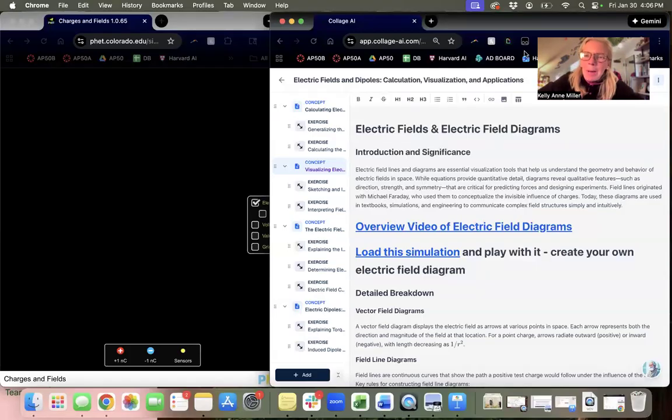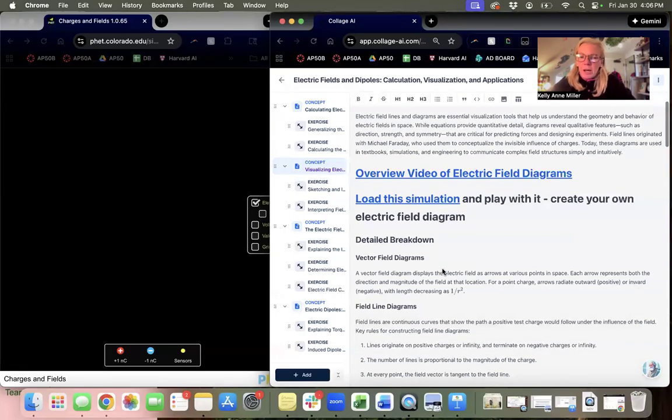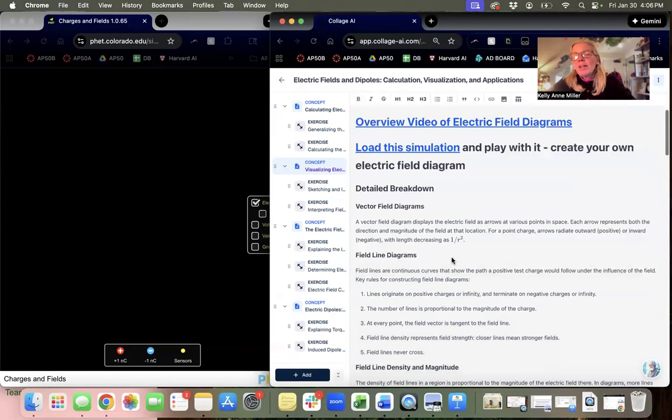Okay. So this second concept in this collage is just about electric field diagrams and how those work. Hopefully you've now watched the video on the first part, on how to calculate an electric field, what an electric field is, and how it's related to force. I walked through some examples in the first video. This video is really just going to go over what an electric field diagram looks like.